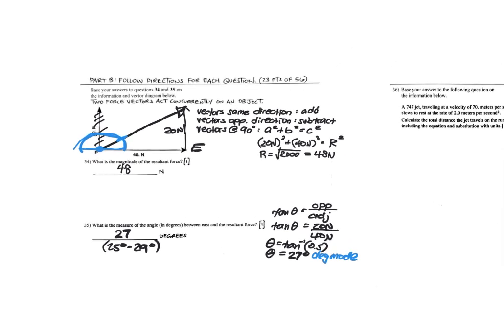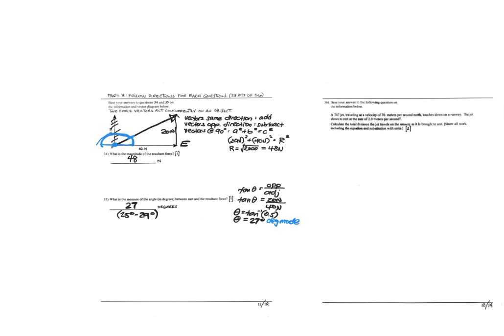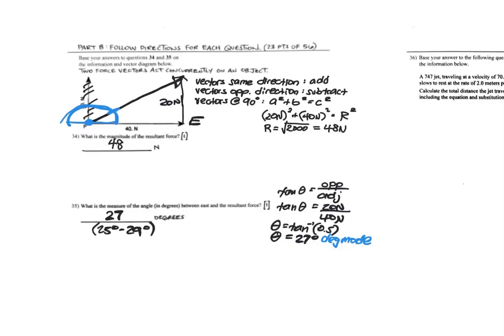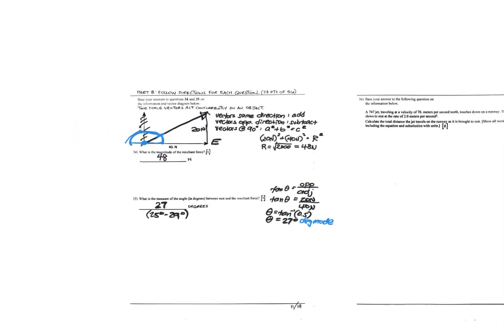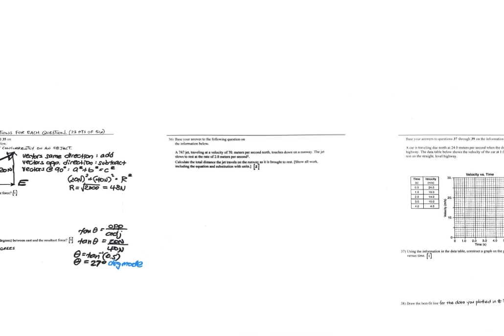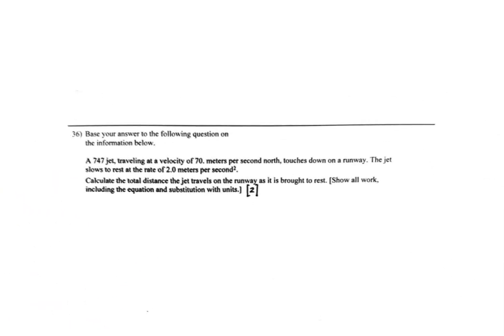So that is 34 and 35 for vector questions. Notice that both of those are one-pointers where the units are already given, so you just have to write the answers down. You don't have to show any work. For this guy over here, you do have to show work.